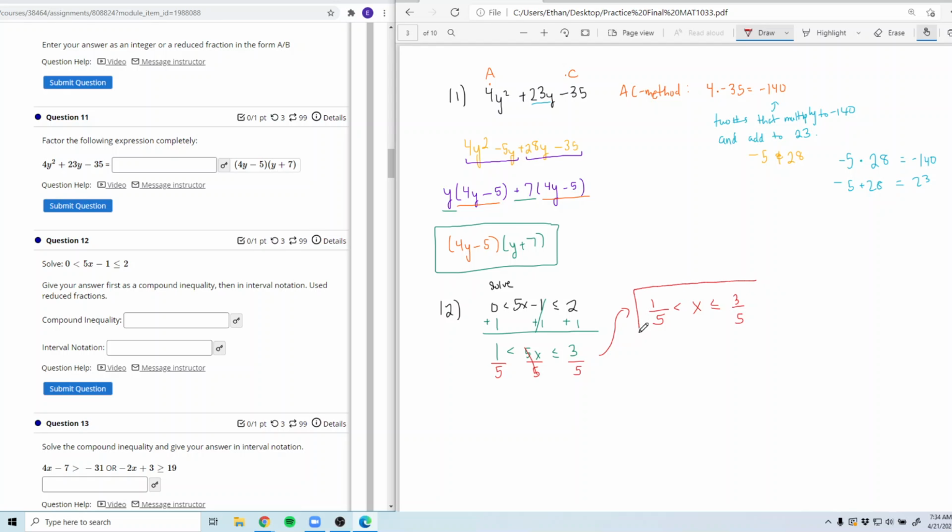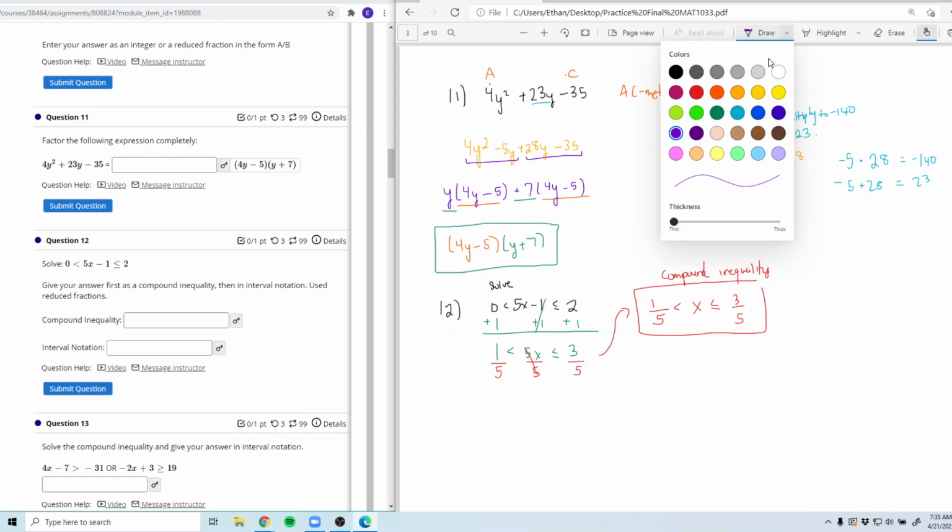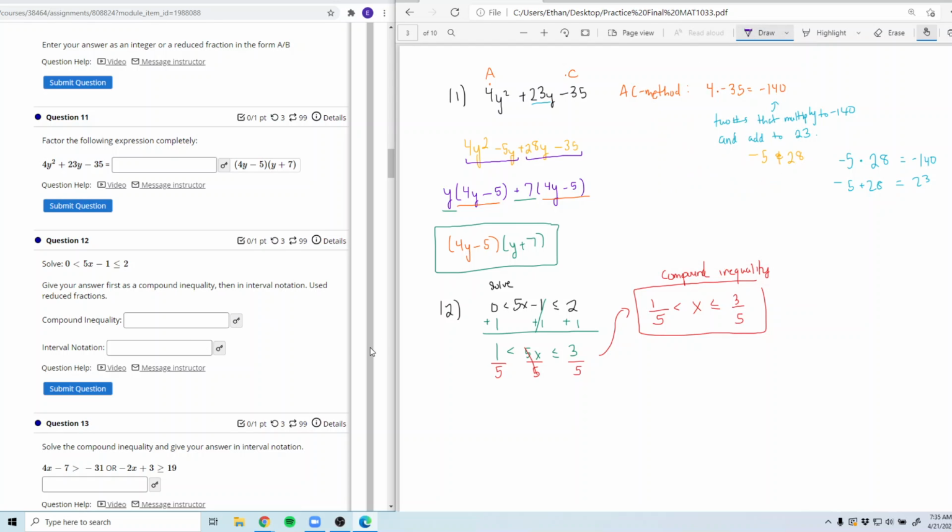Now this is the compound inequality. Notice it wants two ways. This is called the compound inequality, which is great. So we're pretty much done with that part. What about the number or the interval notation?